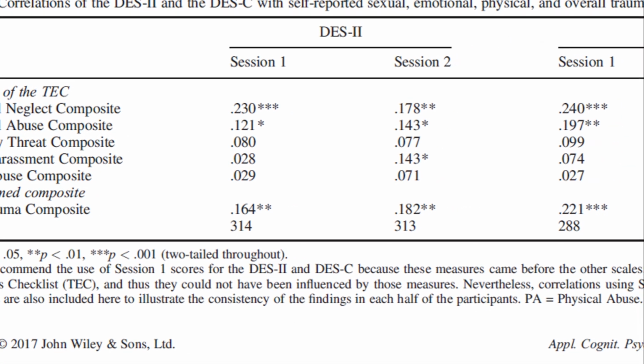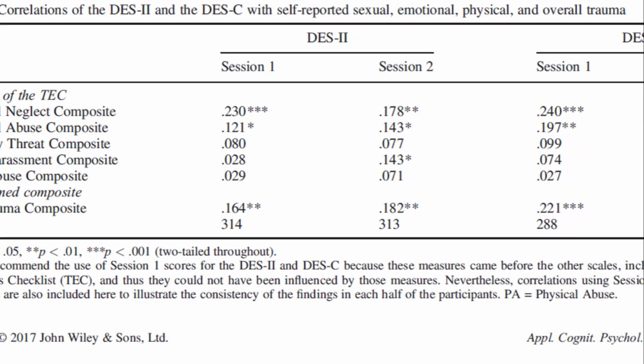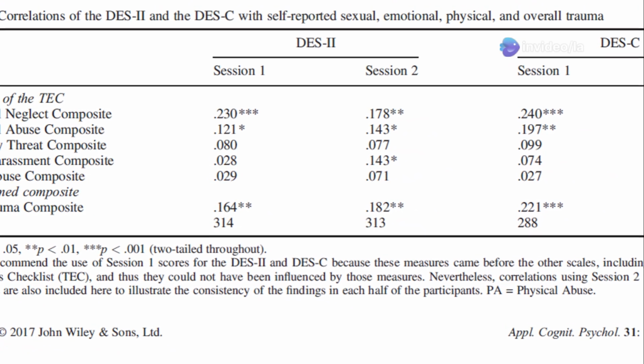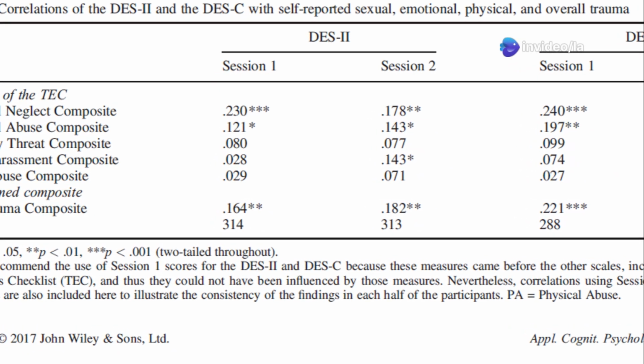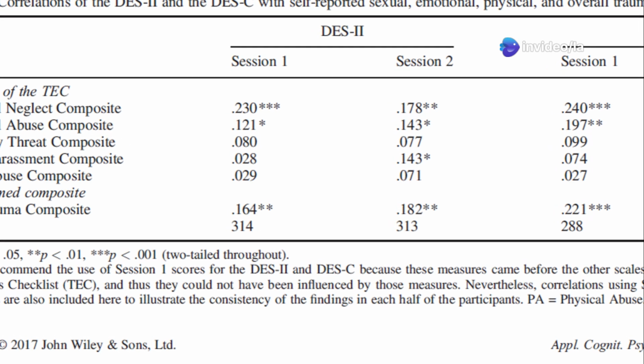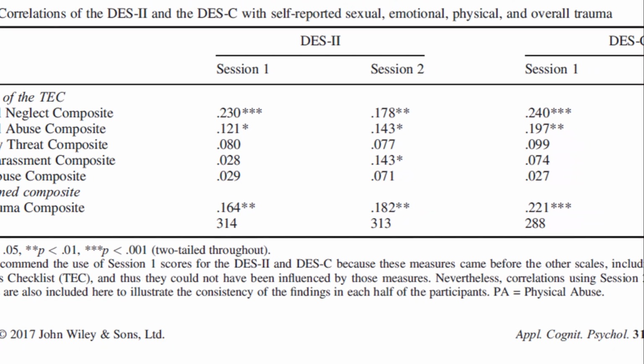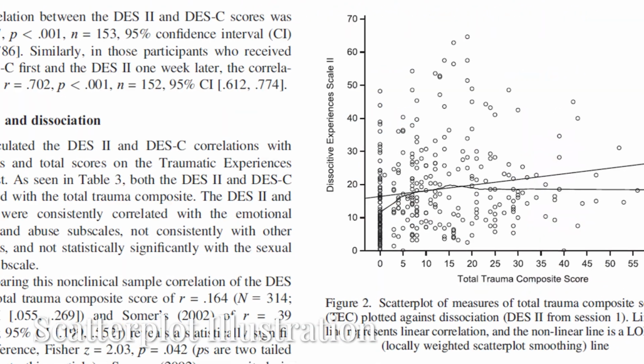As shown in Table 3, the overall correlation between total trauma scores on the Traumatic Experiences Checklist, TEC, and the Dissociative Experiences Scale 2, DES2, was r equals 0.16, while the correlation with the DES Comparison, DSC, was r equals 0.22.